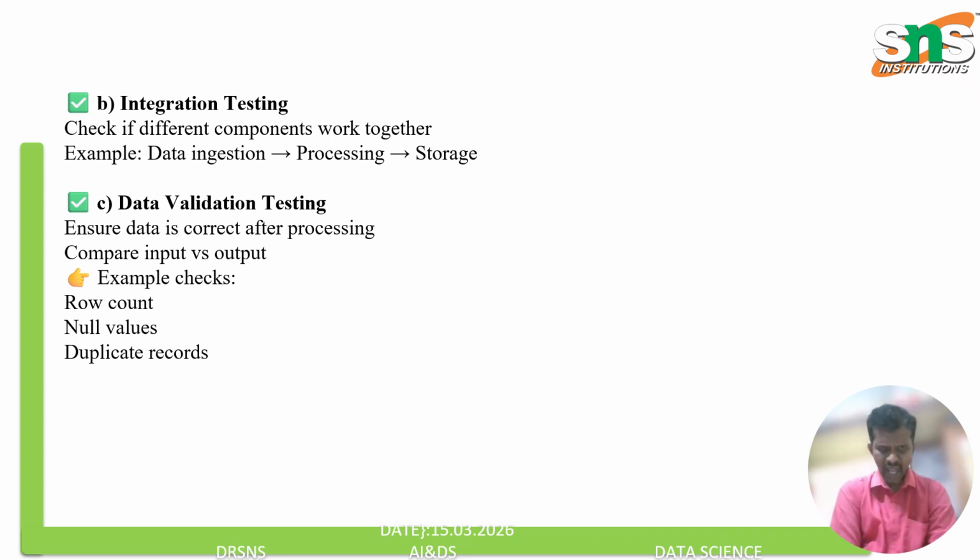Next one, data validation testing. Validation means we have to ensure the data is right after processing. When we are passing the data, after processing, whether we are getting correct information as output or not, that is what we check in data validation testing. If you want to compare input versus output, examples are: checking row count, null values, and duplicate records. Checking the row count, we can get the null values, and next it can give us duplicate records.